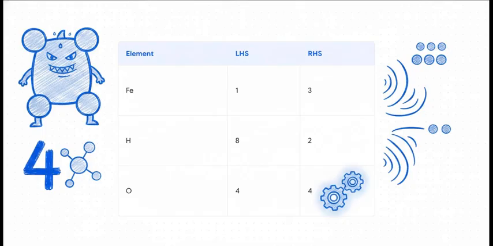All right, let's tackle that oxygen monster first. By dropping a coefficient of 4 right in front of the water molecule on the left side, our oxygen atoms beautifully balance out to 4 on each side of the scale. Success!